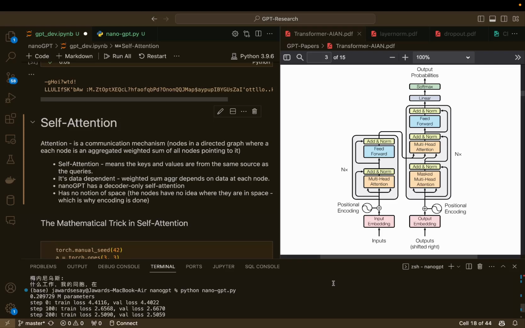Welcome guys, so today we will be doing part 2 of GPT from a beginner's perspective, specifically nanoGPT, which is a beginner-friendly code base for understanding generative pre-trained transformers.